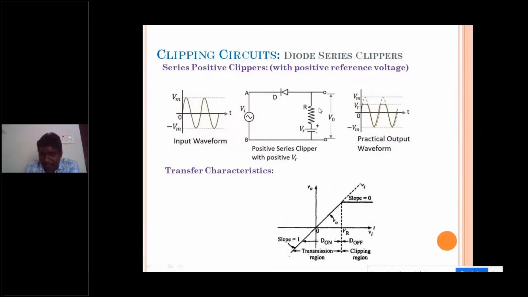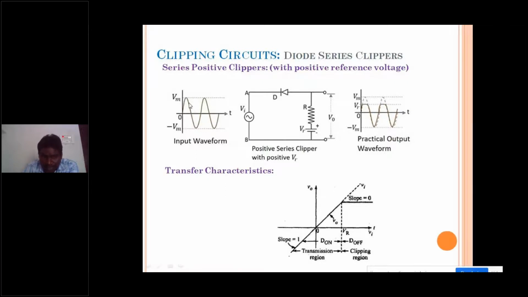Both are positive. But if this VR is less than the input voltage, as I go on increasing the input voltage more than this reference voltage called VR, when the input voltage is more than the reference voltage, then the diode comes to reverse bias condition. When the diode is reverse biased, the output voltage is simply equal to the reference voltage. So I can say that the voltage above the reference voltage is clipped off.